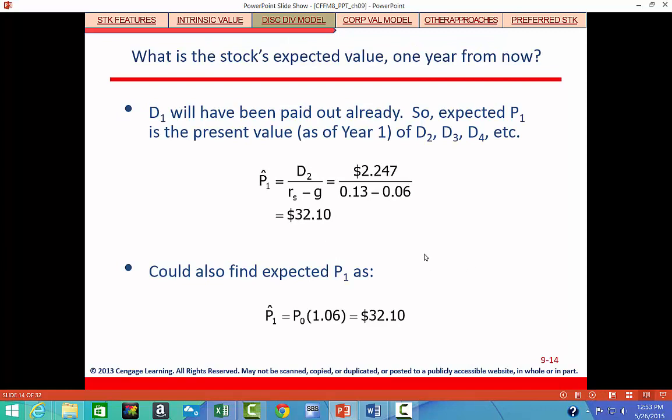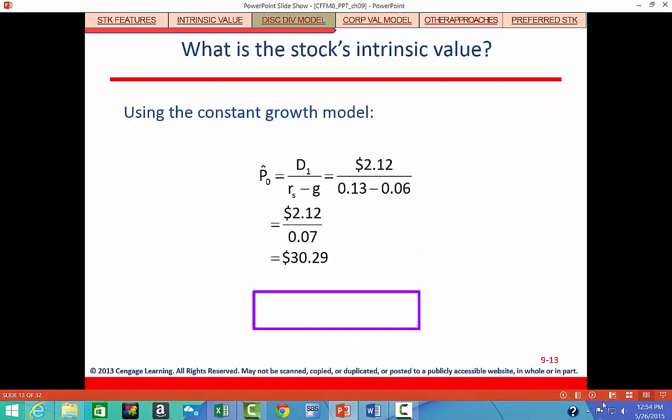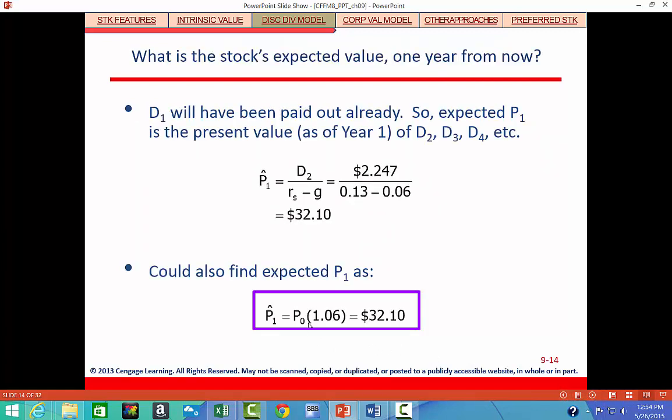So we could find what's the expected value of the stock 1 year from now. And all we would have to do, well, there's two different methods. The most logical method to me is, if you already have the price like we had, $30.29, and just increase it by the growth rate of 6% is $32.10.